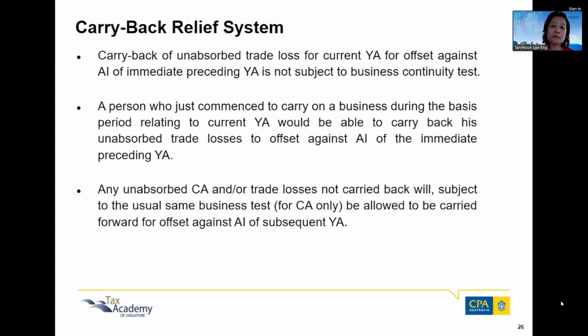Carry back relief, yes. So this is talking about trade losses, as what I just mentioned. He can carry back trade losses because it's not subject to business continuity test. So if he just commences business, he can still carry back the trade loss. So CA, just bear in mind, CA is always subject to the same business test, whether it is forward or back.